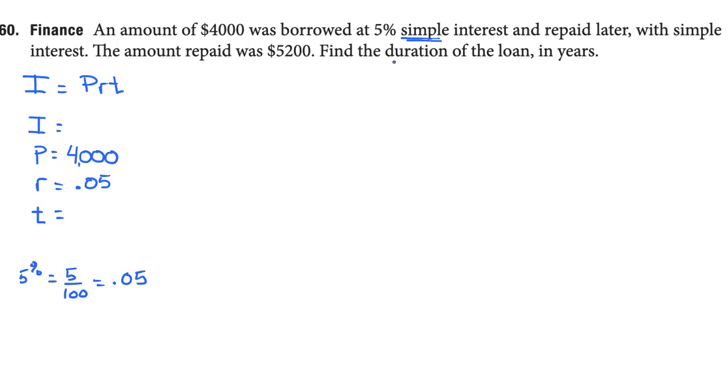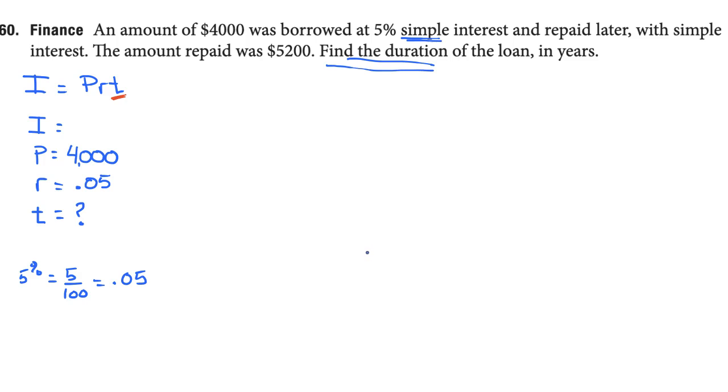Time is what we're looking for because it says find the duration of the loan. Find the duration. That means find the time. So I'm going to put a question mark here. And you can even go so far as to go up here and underline the T or circle it or something, so you know that's what you're going to be looking for. And then the amount repaid was $5,200, and we're supposed to find the duration of the loan.